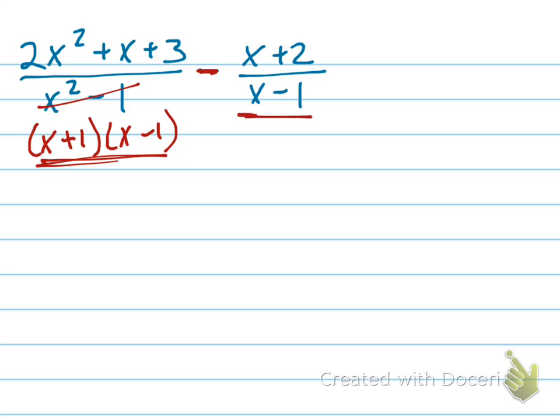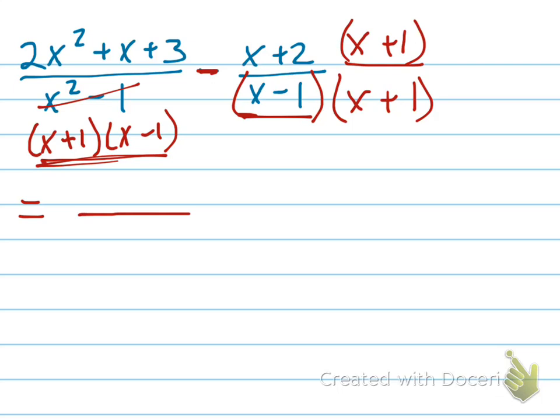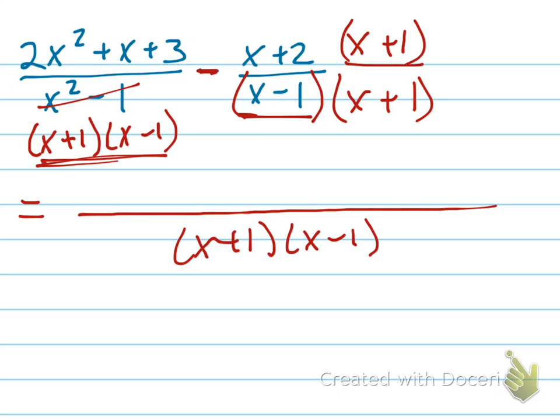That means I have to get a common denominator of x minus 1, x plus 1, which means I have to multiply this second fraction by x plus 1 over x plus 1. That will allow me to rewrite my entire problem with my common denominator of x plus 1, x minus 1. And of course, in this case I don't actually need to factor this because all I would be doing is multiplying it back out because I want to get common denominators in the top.